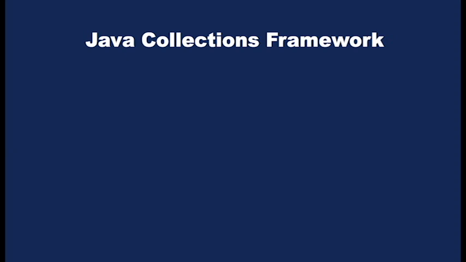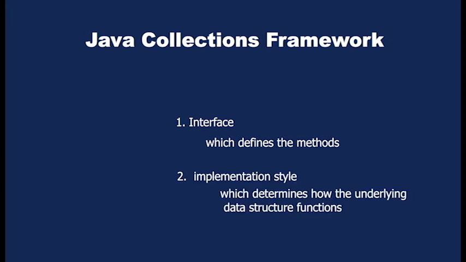To better understand the framework, it's helpful to look at some common and concrete classes that implement these interfaces. These are the classes you'll use when creating instances of collections. Two of the most commonly used implementations are ArrayList and HashMap, which we'll explore in depth. Each implementation can be dissected into two main components: the interface, which defines the methods, and the implementation style, which determines how the underlying data structure functions.